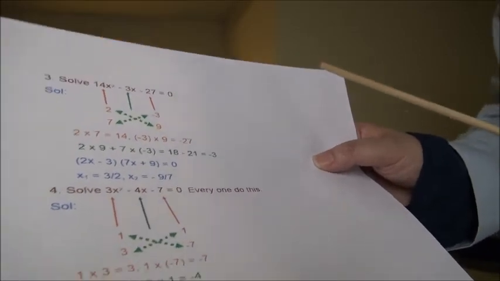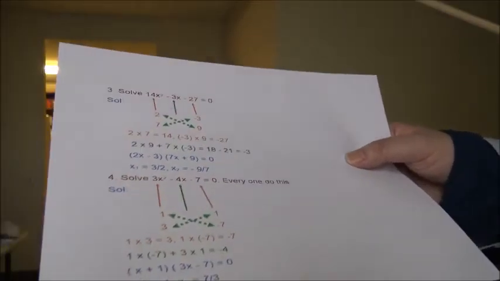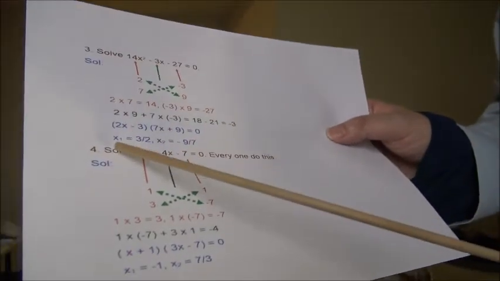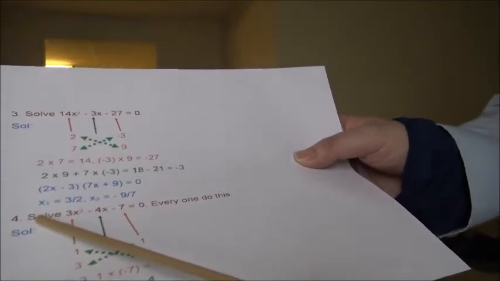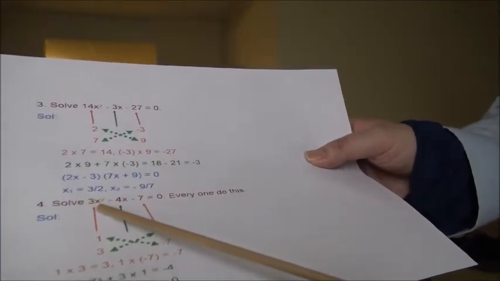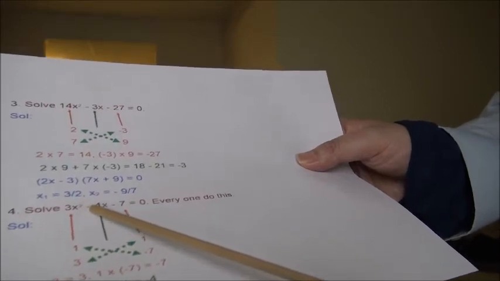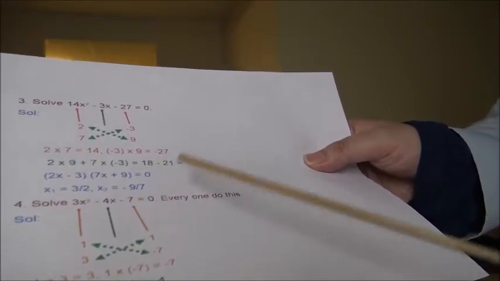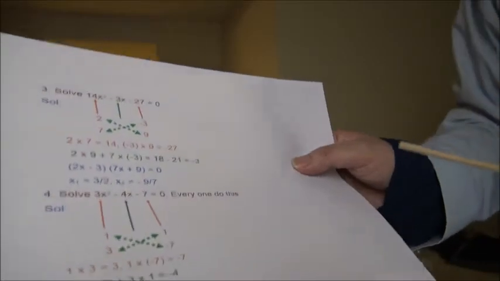Any questions on this? If in classroom, next one I would ask the class to solve 3x squared minus 4x minus 7 equals 0. Everyone in the class do this.